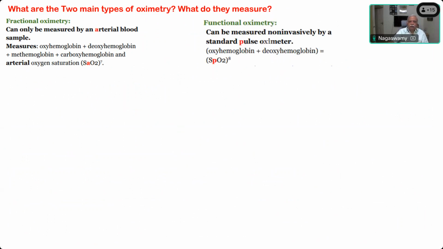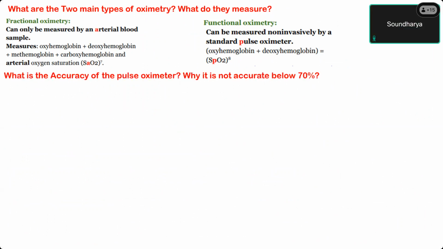The other is called the functional oximetry, which can be measured non-invasively by a standard pulse oximeter, which measures only the oxyhemoglobin and the deoxyhemoglobin. So the SpO2 is a functional oximetry. If you write SaO2, it indicates fractional or co-oximetry. Correct? Did you all know this point before? No, sir. Okay.